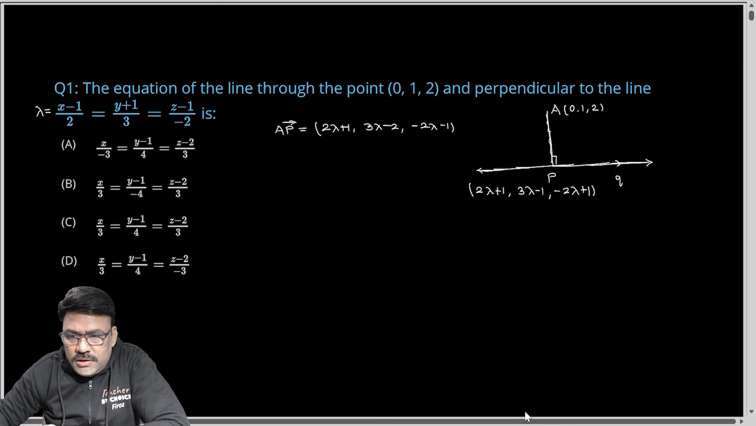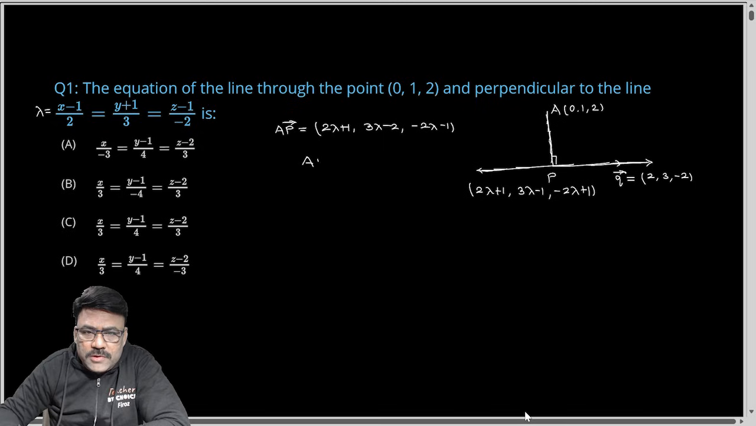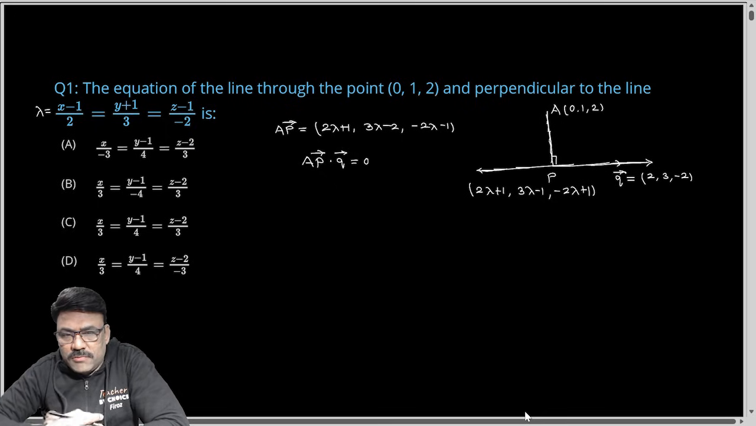Now, let's say Q is the vector along the given line. This vector is basically 2, 3, minus 2, the denominator, or you can say the direction ratios of the given line. So this vector Q, 2i plus 3j minus 2k, is along the given line. Now you can clearly see that AP dot Q is 0. AP and Q are perpendicular vectors, dot product 0.